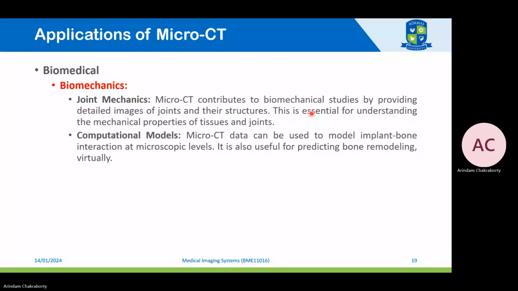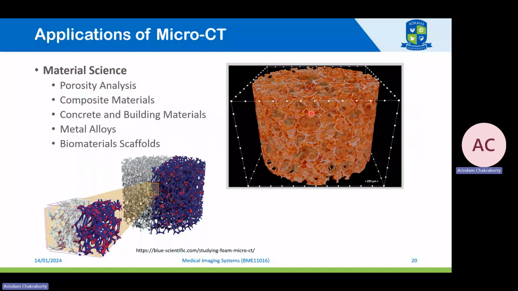Another very important application, apart from the biomedical or biological applications, is in the domain of material science, where micro-CT is used to study porosity analysis, the percentage of porosity, or composite materials and their structural intricacies, for studying concrete and binding materials and the interplay between them at the interface, as well as biomaterial scaffolds. Here we can see a scaffold-like porous structure. We can easily visualize the porosity here, as well as all the struts and other structures. We can calculate the percentage of porosity or the volume fraction from it, as well as measure the average strut thickness. The same thing can be seen here as well.